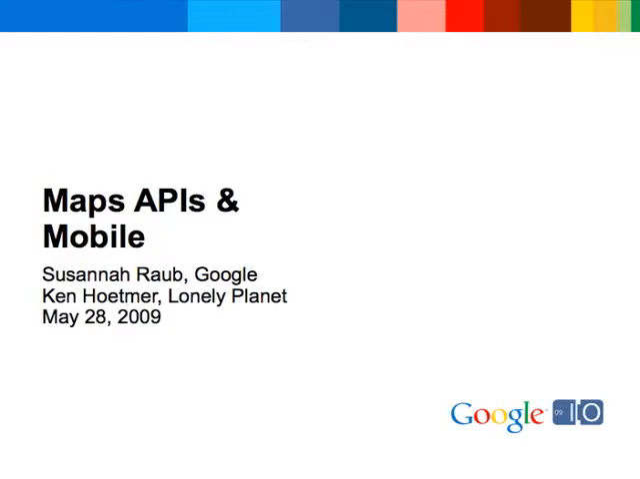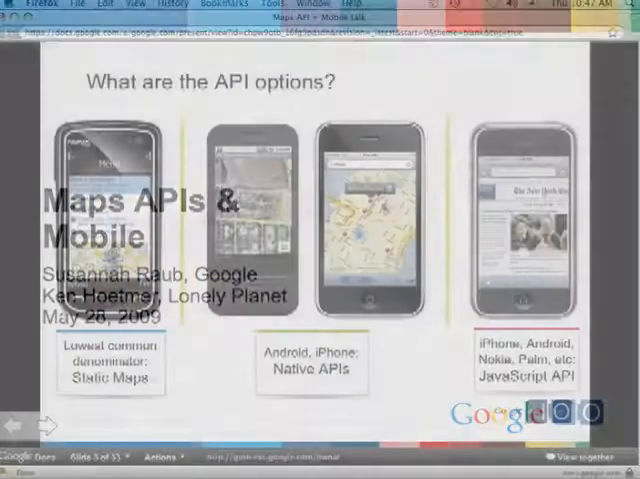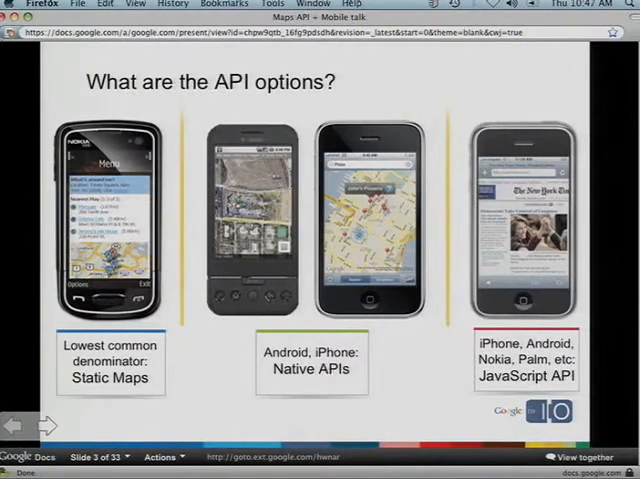All right, welcome. So, Google Maps API. What are the options on mobile devices? For lowest common denominator phones, we offer the static Maps API. This requires no JavaScript and works on phones without JavaScript-enabled browsers, and also when you're trying to load just a simple map very quickly and don't need the full interactivity of the full JavaScript API.